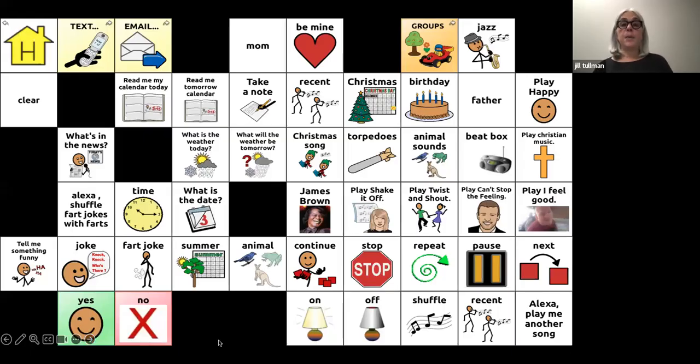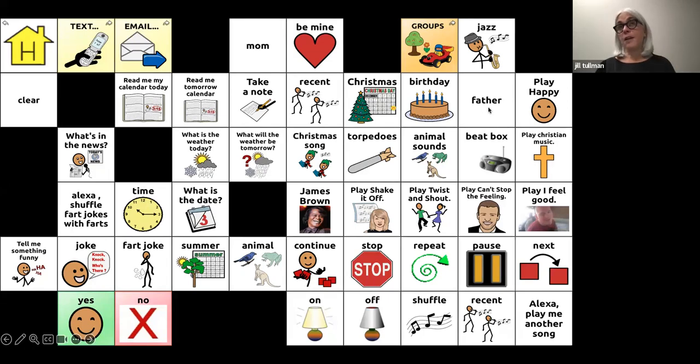This is an example of somebody's page in their communication device for them interacting with Alexa. So Alexa has great things where you can say, "Alexa, what's in the news?" And it will read the top stories for the day. What will the weather be tomorrow? Sing a Christmas song. They have some really funny things, like torpedoes, beatbox.